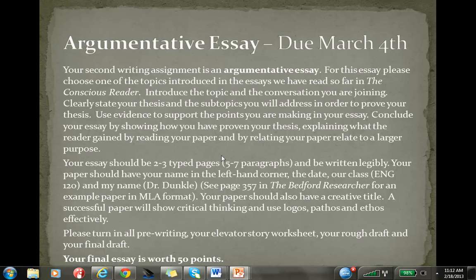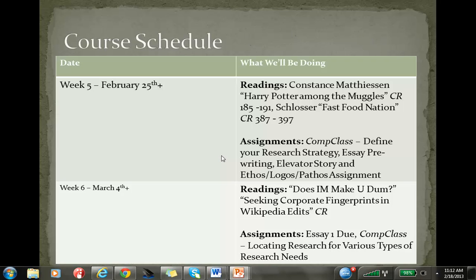You're also going to be doing a lot of pre-writing. You're going to be doing an elevator story worksheet. You're also going to be doing another blog entry on logos, pathos, and ethos. This will all happen next week, so please only do your pre-writing this week, and I'll give you information about it. I just wanted you to know what was coming in the next 2 weeks as an assignment. This essay will be worth 50 points.